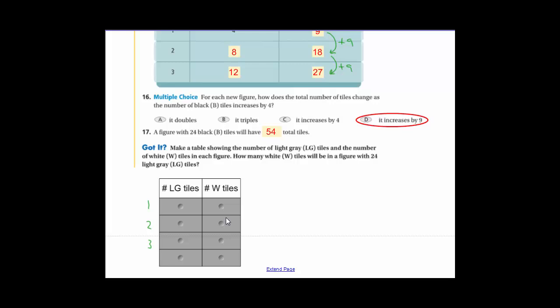Pause the video, think about that, figure it out, and when you're ready, turn it back on to see how you did. Welcome back. I made a table that shows 1, 2, and 3 because those are the figures that I have. I counted the number of white tiles in each of those. I hope you agree with those numbers. And then to represent the question, if the number of light gray tiles is 24, how many white tiles will there be? And the correct answer is 48.